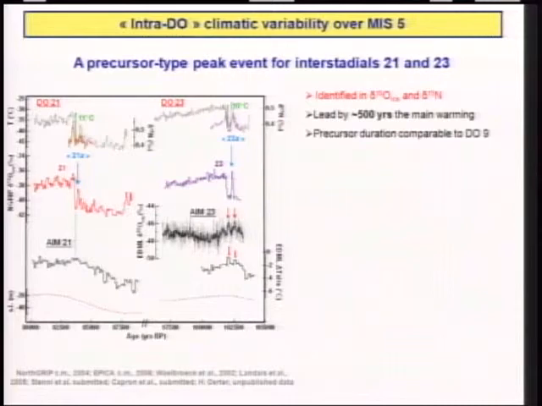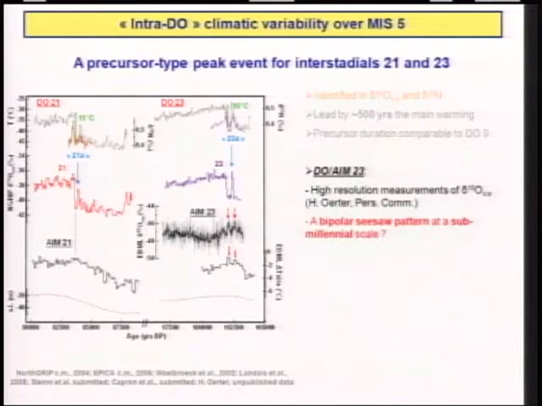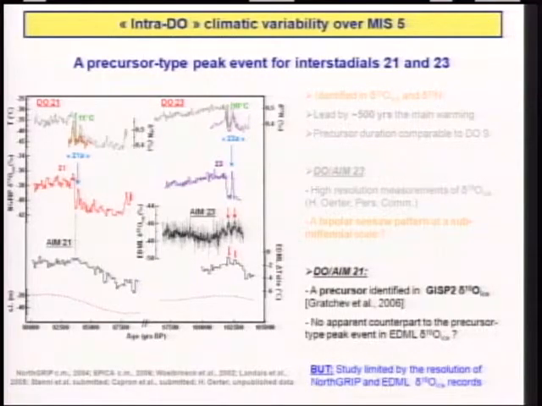So this has already been described by Grachev, actually. And here, for DO 23, what is very nice from our EDML Antarctic record is that we have a very high resolution record. And you can see that for the double peak that we have in Greenland, we find it again in the Antarctic record. So it suggests that we also have seesaw behavior at the intra-DO event scale. For DO 21, I must say that we cannot clearly identify it, but we also lack high resolution delta D measurements in the EDML core.